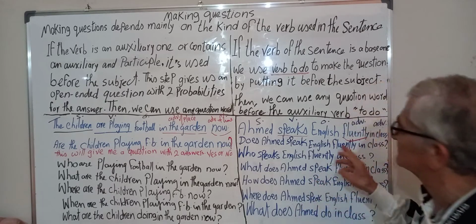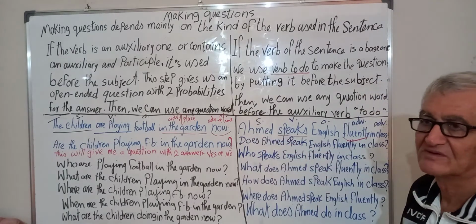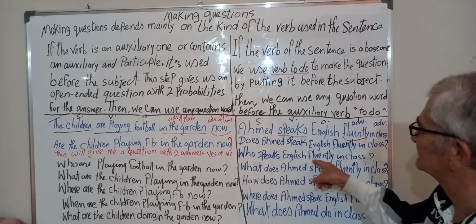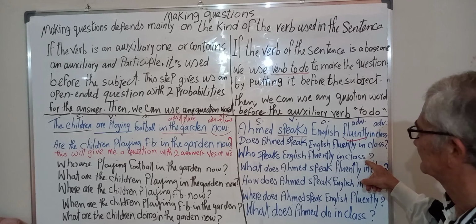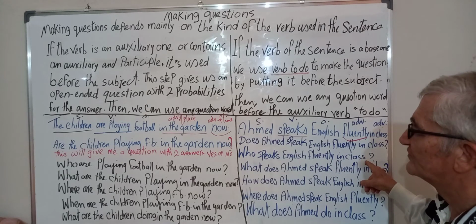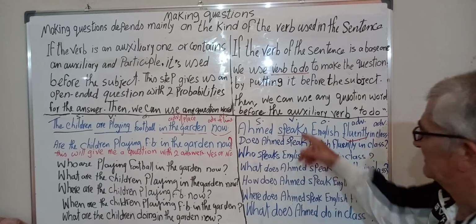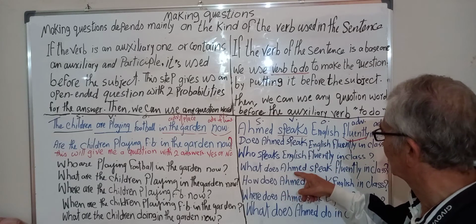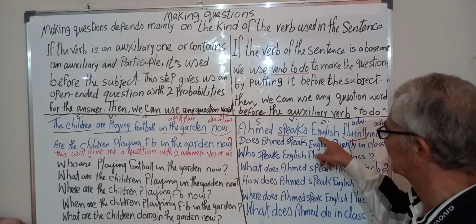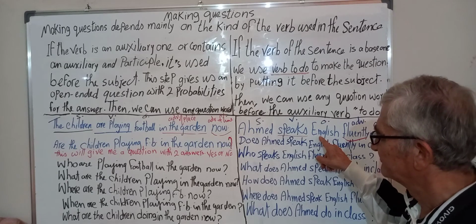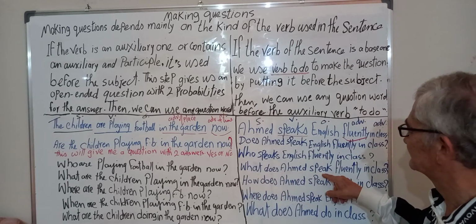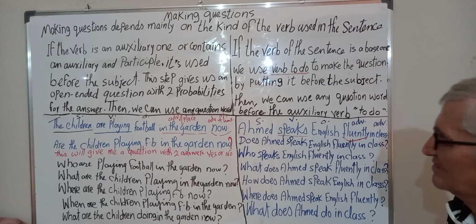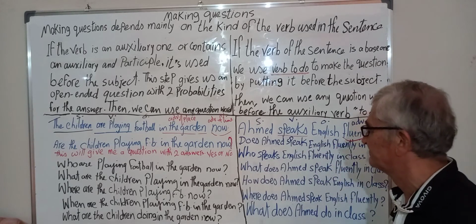Then I want to ask about Ahmed, the subject. Who speaks English fluently in class? I removed only Ahmed. Then I'm asking about English, the object. What does Ahmed speak fluently in class? I removed only the object, English.